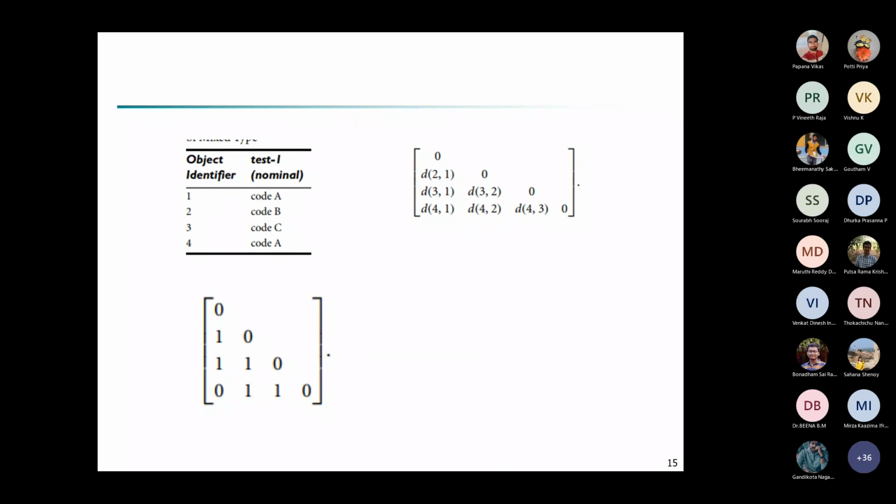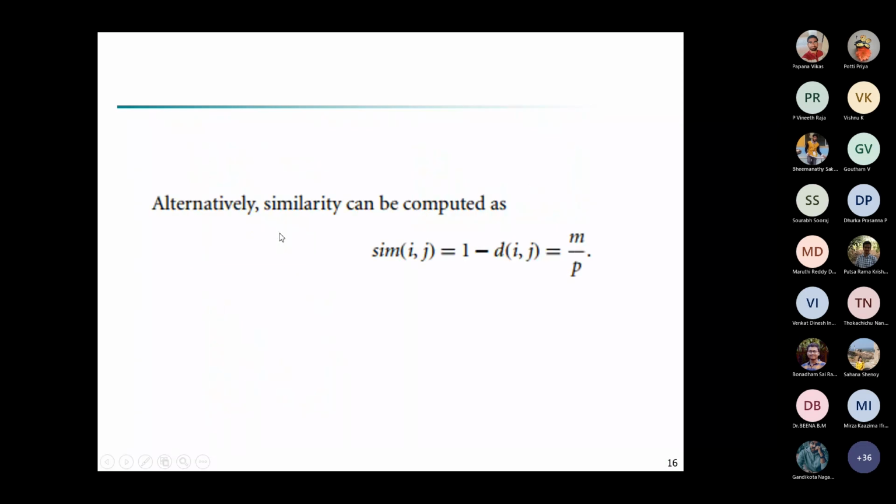And in the other case, like if you take 2 comma 1, we have only one attribute and they are entirely different. So we say their similarity would be 0. So that is what it is. So similarity or dissimilarity, both we can find.